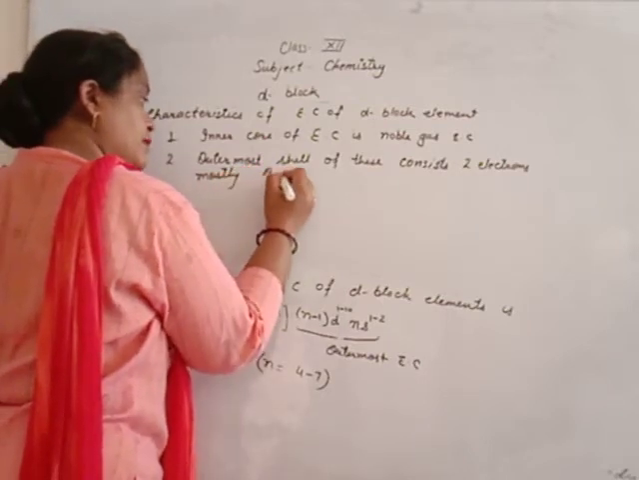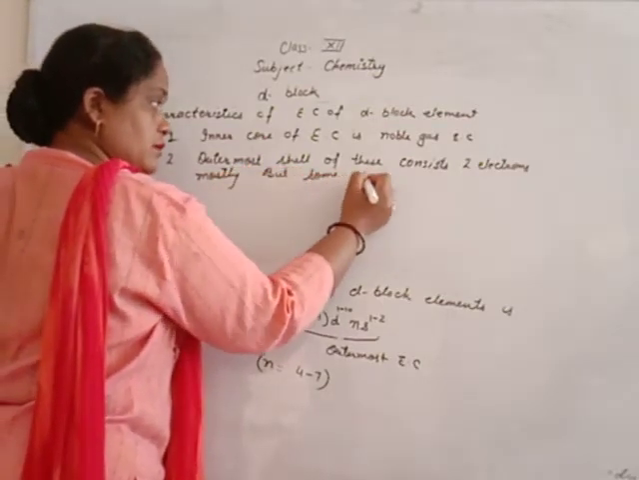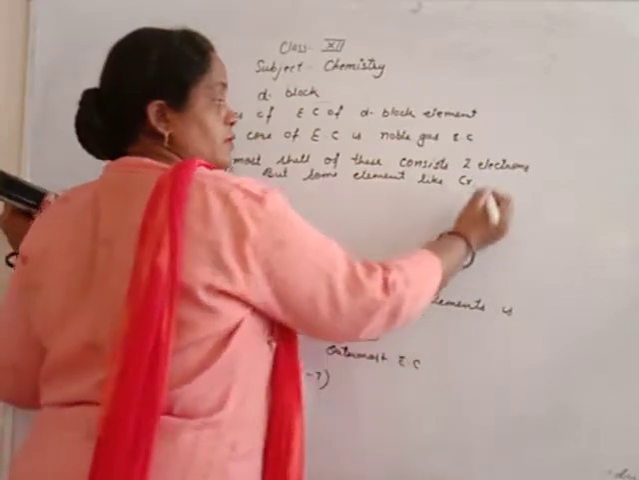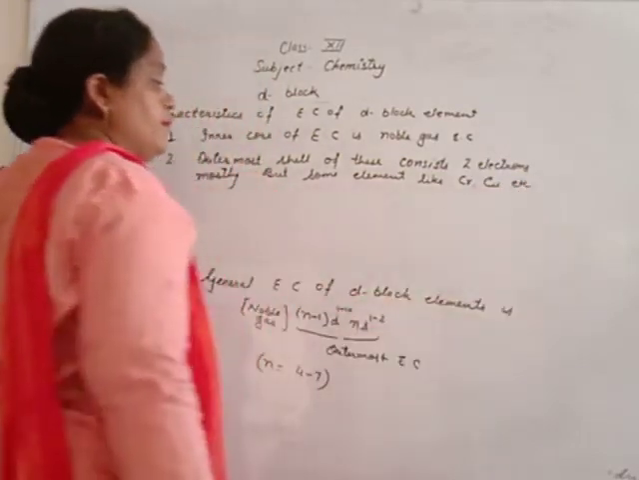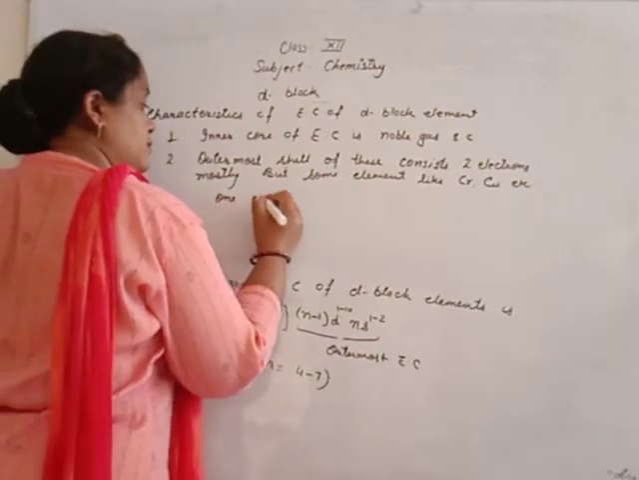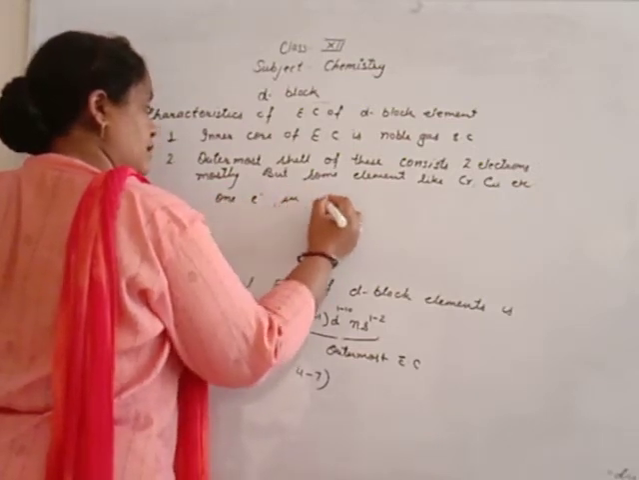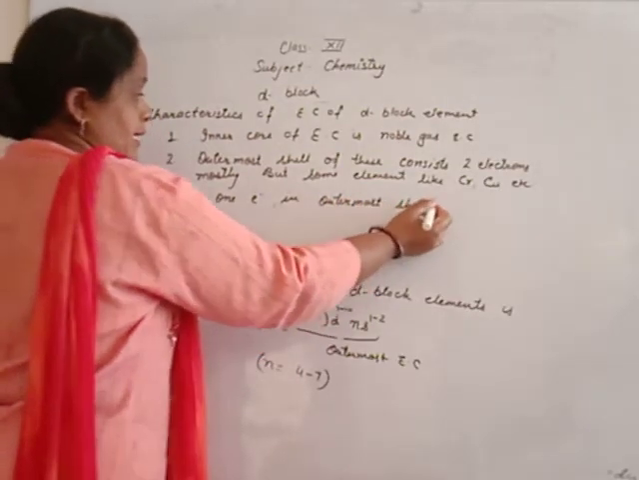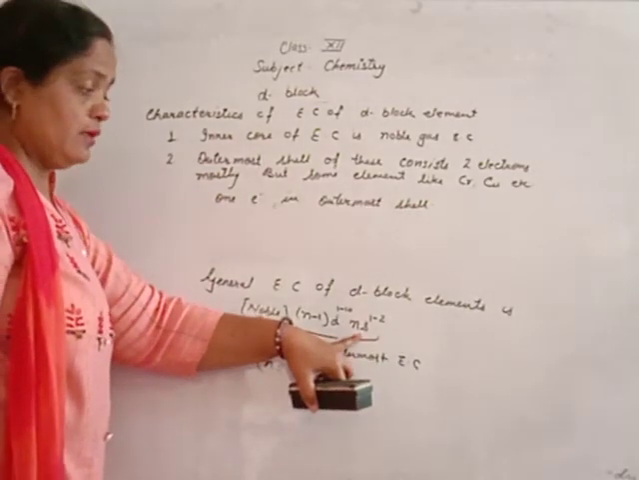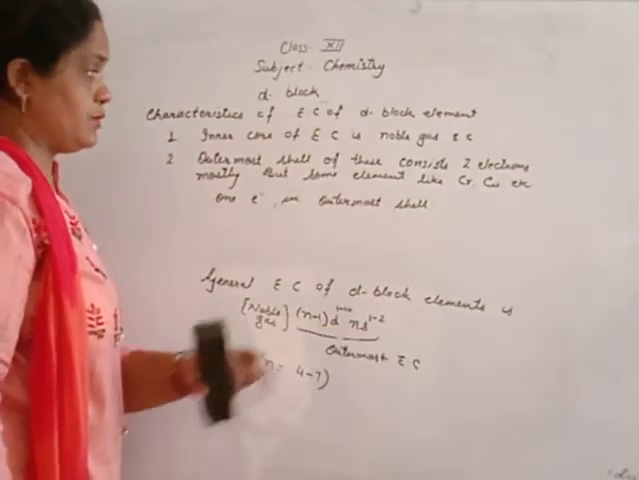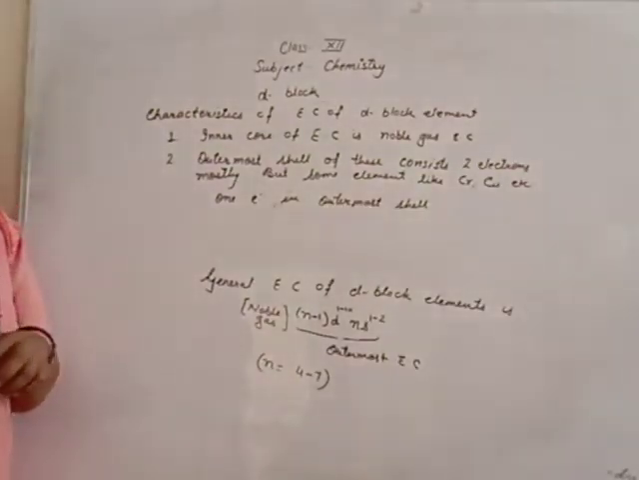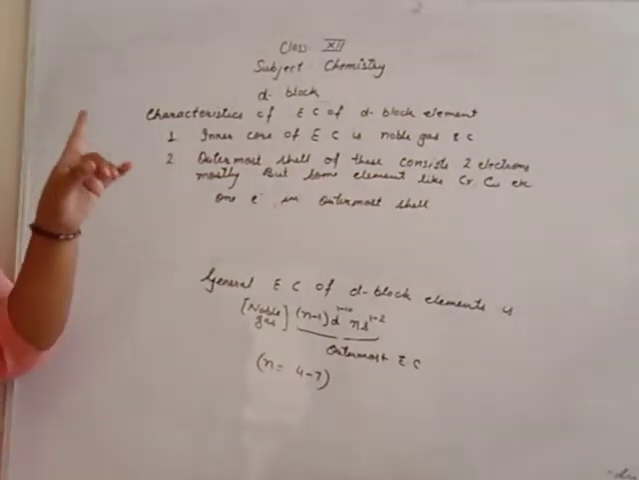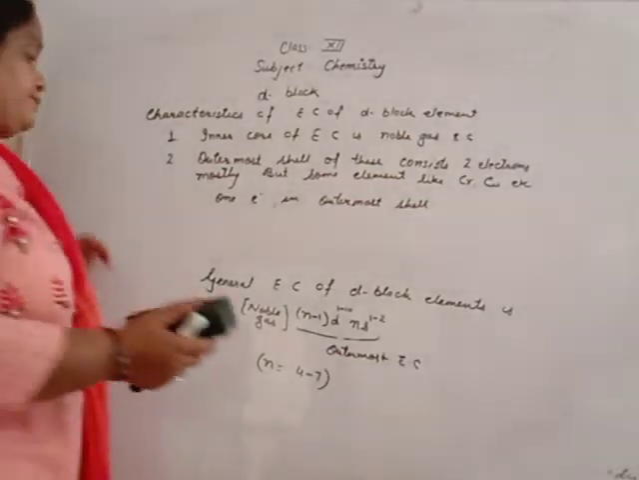But some elements like chromium, copper, etc., have 1 electron in the outermost shell. You will write ns, the outermost shell is the n, that is 1 or 2 electrons, mostly 2 electrons, but in some cases one electron. For example, this one, because you learn the elements of row 1, series 1.